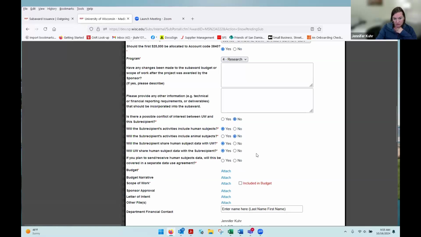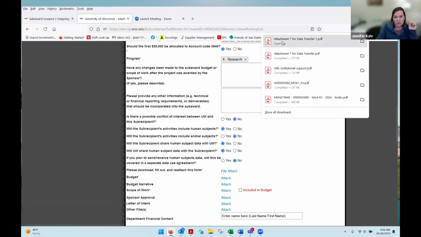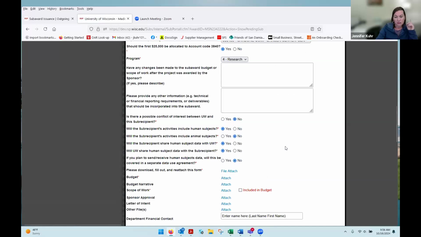And then you'll notice this question up here. If you plan to send or receive human subject data, will this be covered in a separate data use agreement? I'm going to say no. And when I say no, you'll notice another section pops up here. It says, please download, fill out, and reattach this form. This is attachment 7, which is part of the FDP template set of forms. And I'm gonna open this up and download it so you can see what this looks like.